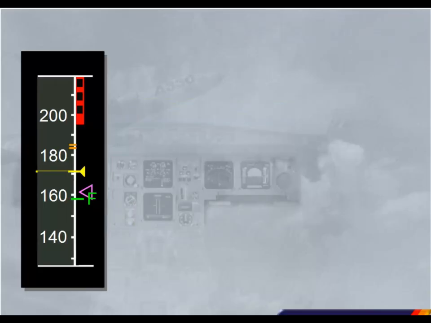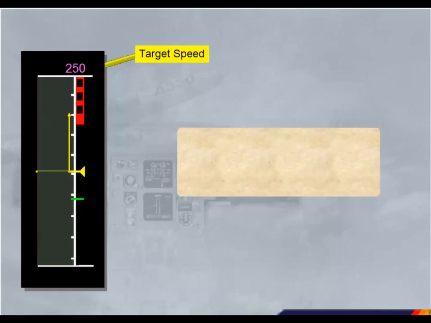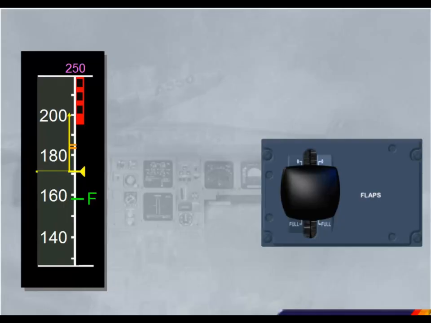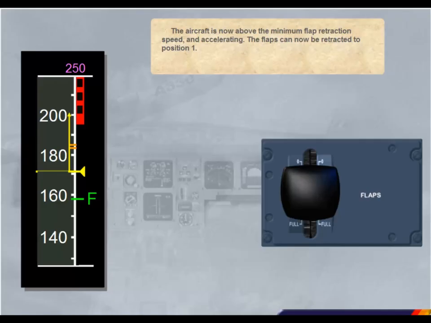At acceleration altitude, the target speed jumps to 250 knots, and the aircraft is accelerated towards that speed. Notice that since this speed is beyond the scale, it is shown above the scale as a number. The aircraft is now above the minimum flap retraction speed and accelerating. The flaps can now be retracted to position 1. Click on the flap lever to select position 1.